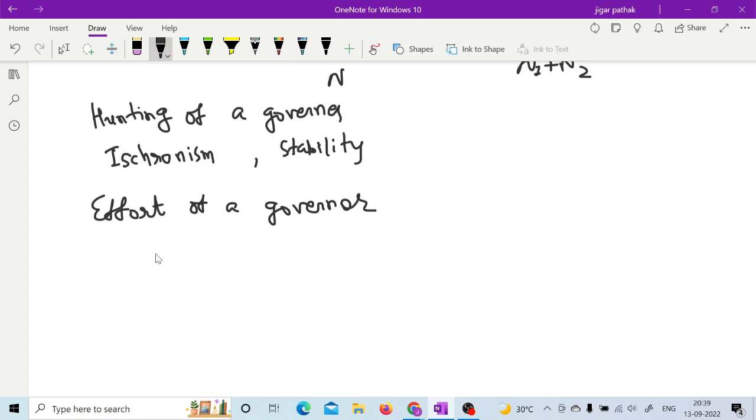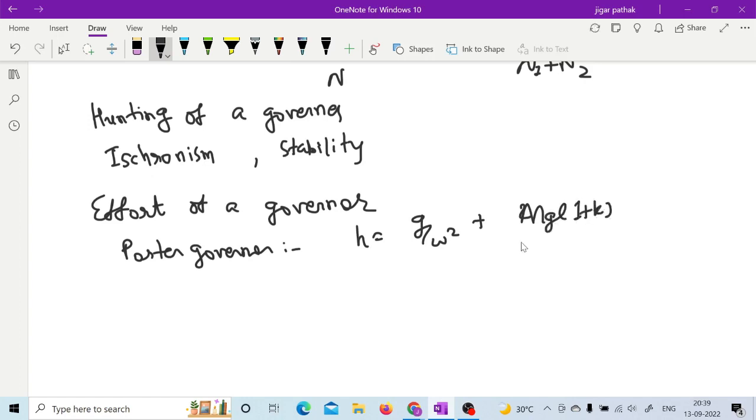So suppose if you take a Porter governor, right, then let us say h is given as g by omega square times (mg1 plus k 2m) by (mg1 plus k m) omega square, right? So now if you are changing the speed from omega to omega plus c omega, means you are changing the speed by c percentage. So your new speed will be omega plus c omega, right?